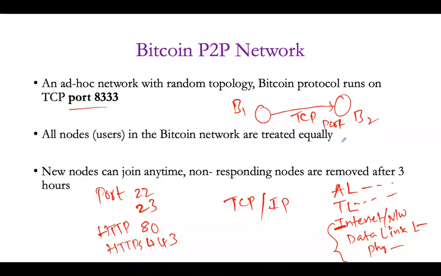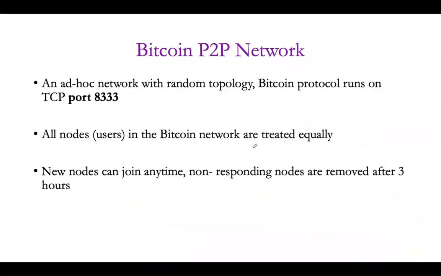All nodes, that is the users in this Bitcoin network, are treated equally, as we discussed. So everyone is the owner. No single owner for any copy of the data. New nodes can join at any time, and non-responding nodes are removed after 3 hours. In Bitcoin, if the nodes participating in the network are not responding for any transactions, they will be removed automatically after 3 hours. The connection is disconnected by following the TCP three-way handshaking connection termination process.